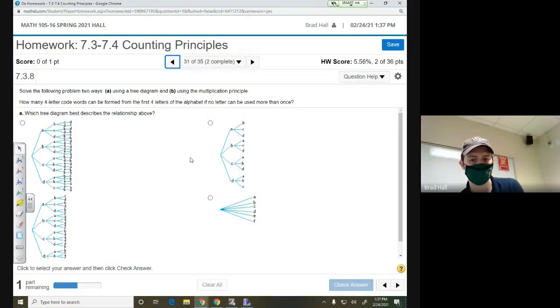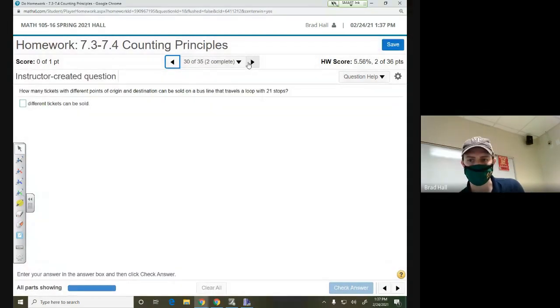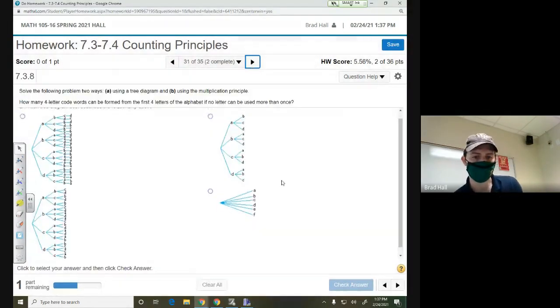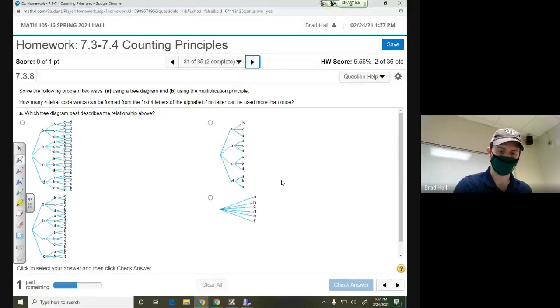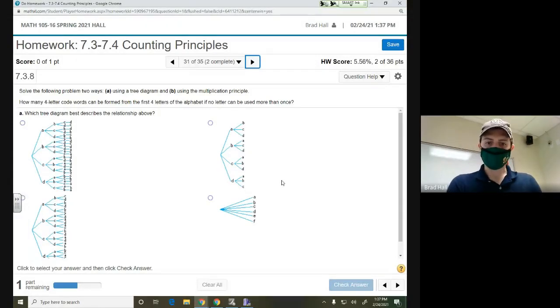Oh, the tree. Okay. I don't like the tree one too much. I forgot all about the tree one. Okay, let's talk about it here. How many 4-letter code words can be formed from the first 4 letters of the alphabet? The tree diagram is basically a way of organizing all the potential options that you can have.